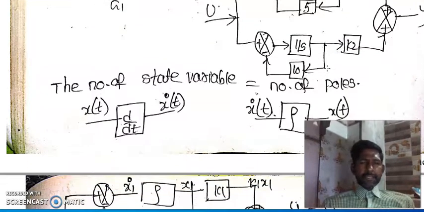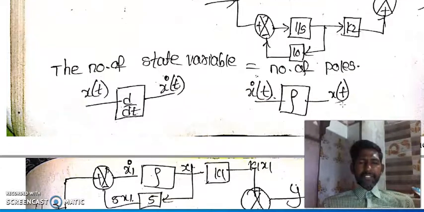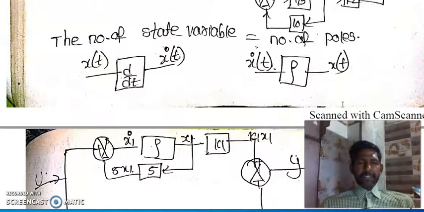To represent that, we know that d by dt of x of t we represent as x dot of t. The integral of x dot of t is nothing but x of t. If you integrate x dot of t, again we get x of t, since integration and differentiation are inverse operators.